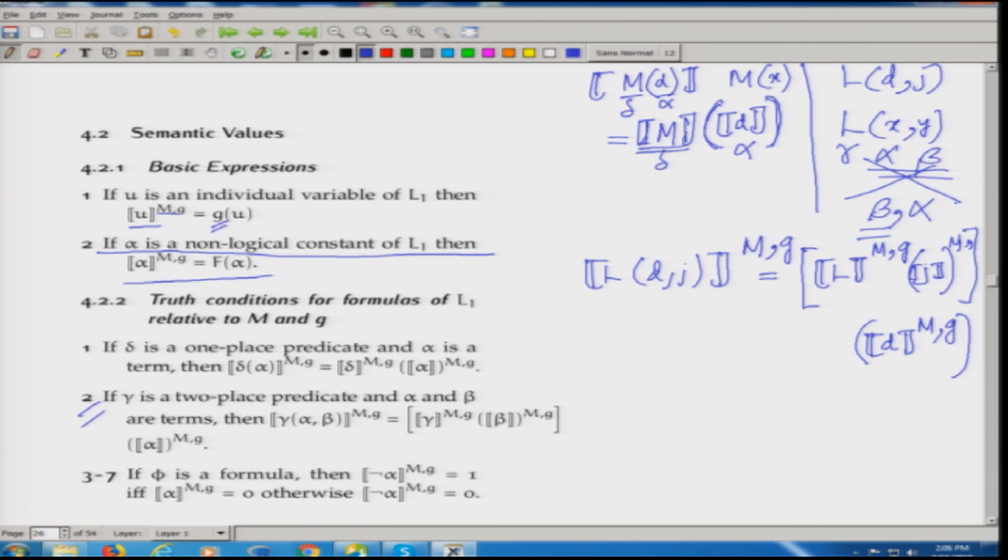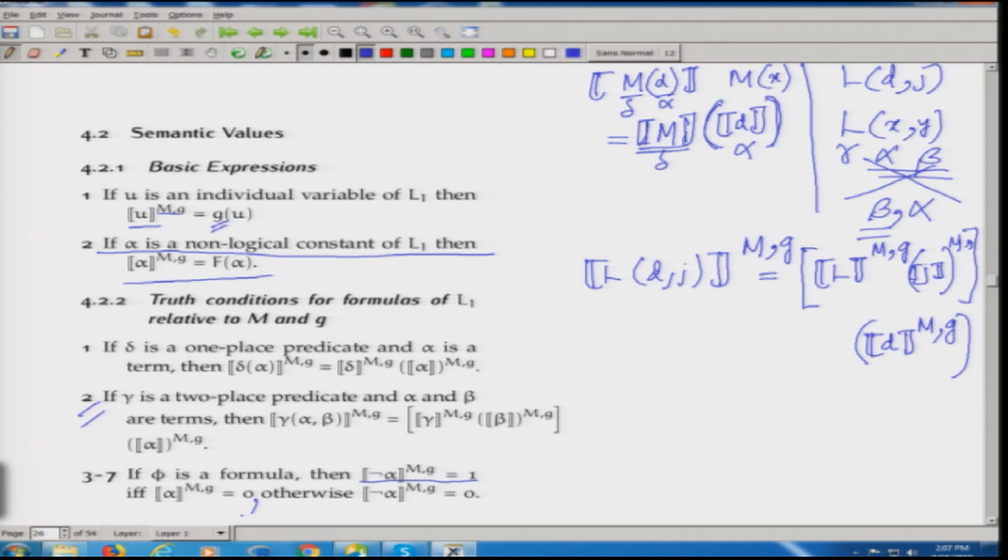Then the semantics of logical constants. If phi is a formula, then the denotation of the formula neg phi with respect to m g is 1 if and only if the denotation of phi with respect to m g is 0.